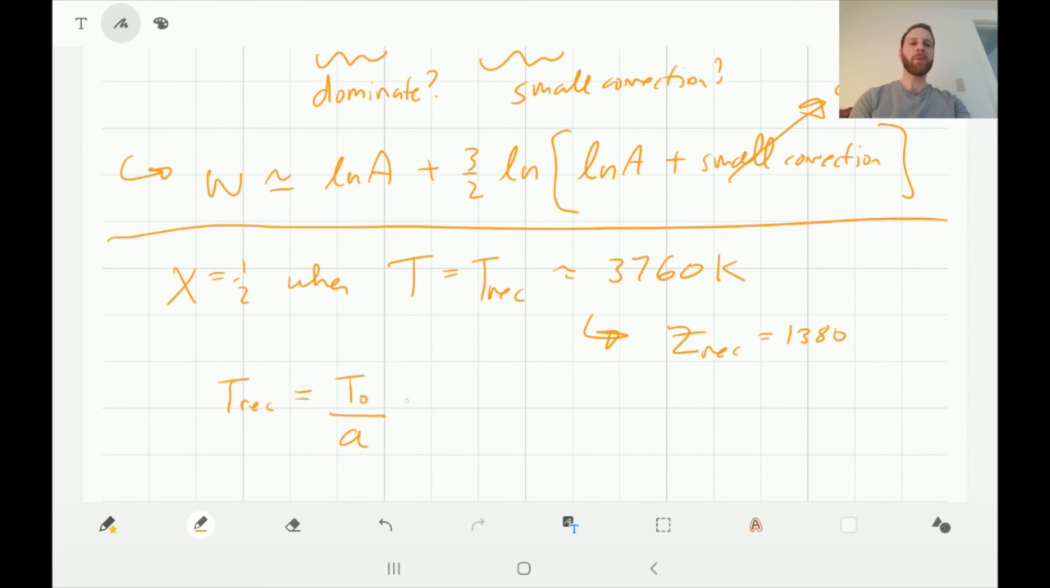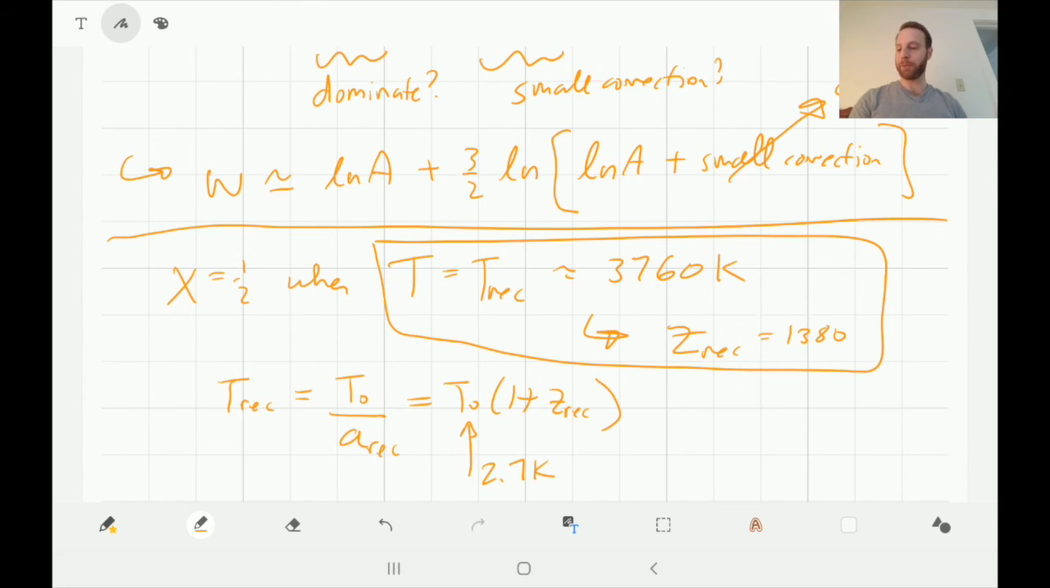You can always rewrite the scale factor if you're comparing today's quantities to earlier quantities. You can write the scale factor as the inverse of 1 plus z. In other words, this is 1 plus z, and let me add some little subscripts. This is the scale factor at recombination. This is the redshift at recombination. Today's temperature, we know that's the cosmic microwave background temperature, roughly 2.7 Kelvin. And that's how you would relate that recombination temperature with that redshift.